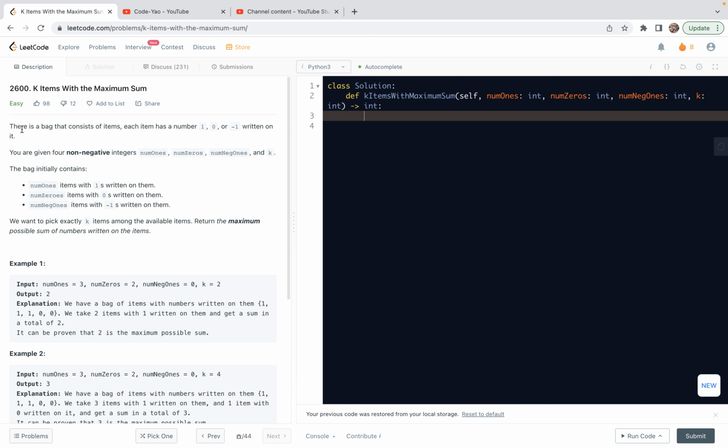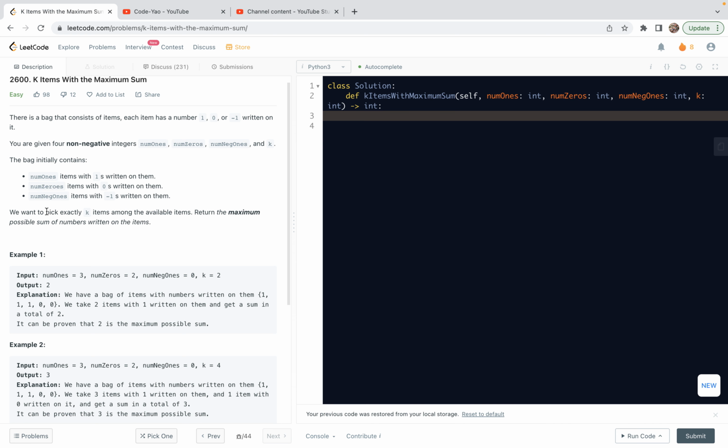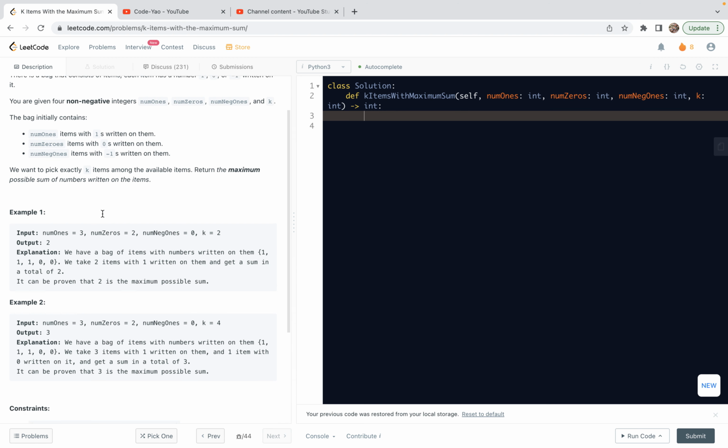So first, let's look at the problem statement. There is a bag that consists of items. So these items can be +1, 0, or -1. So we are given four non-negative integers, num1s, num0s, numNegOnes, and k. So we want to pick exactly k items among the available items. We would like to return the maximum possible sum of numbers written on the items.